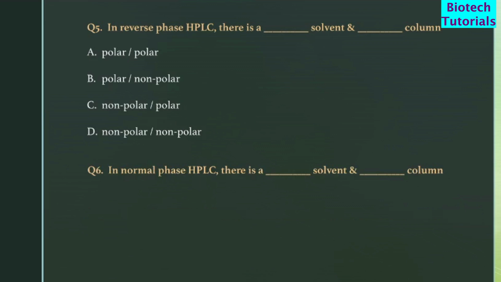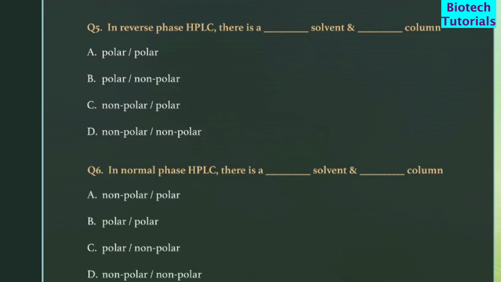In normal phase HPLC, there is a solvent and column. Non-polar solvent and polar column, both polar, polar solvent and non-polar column, or both non-polar.